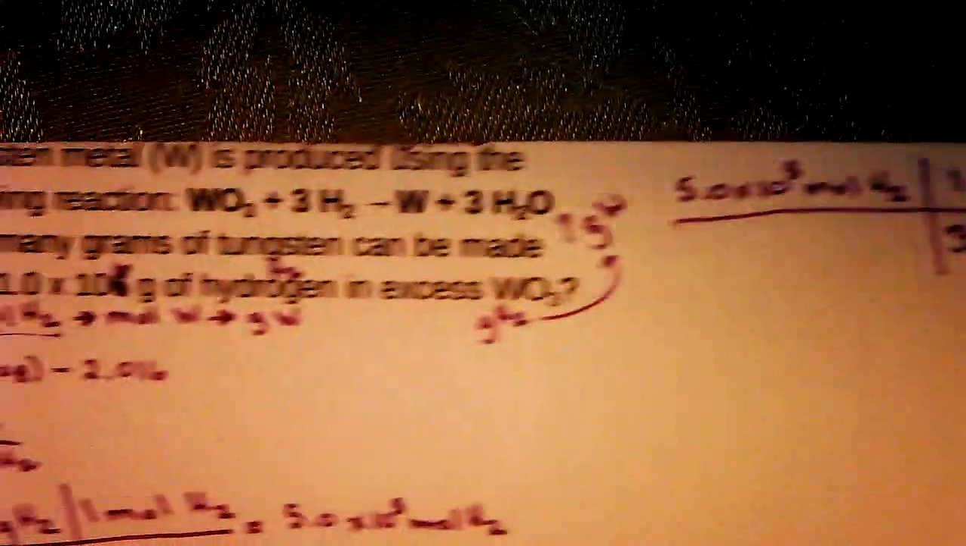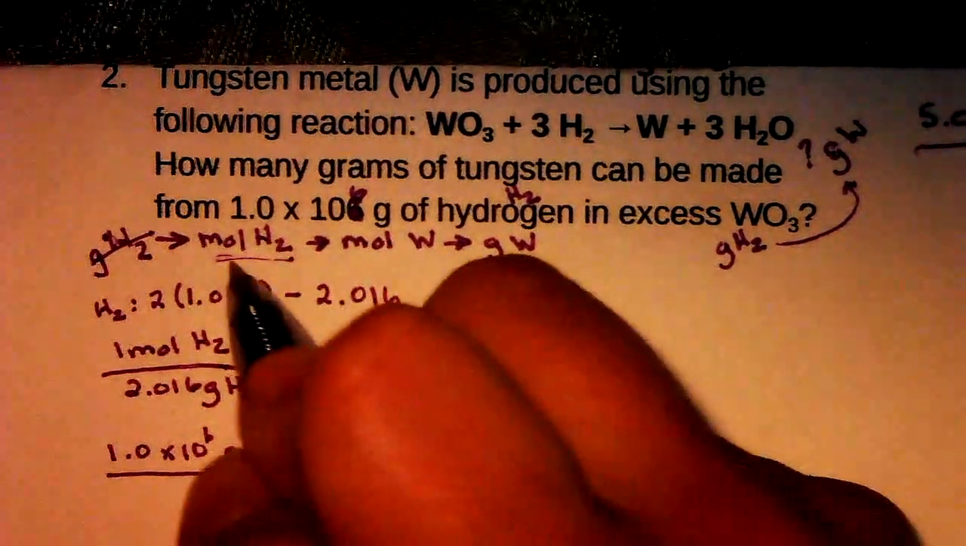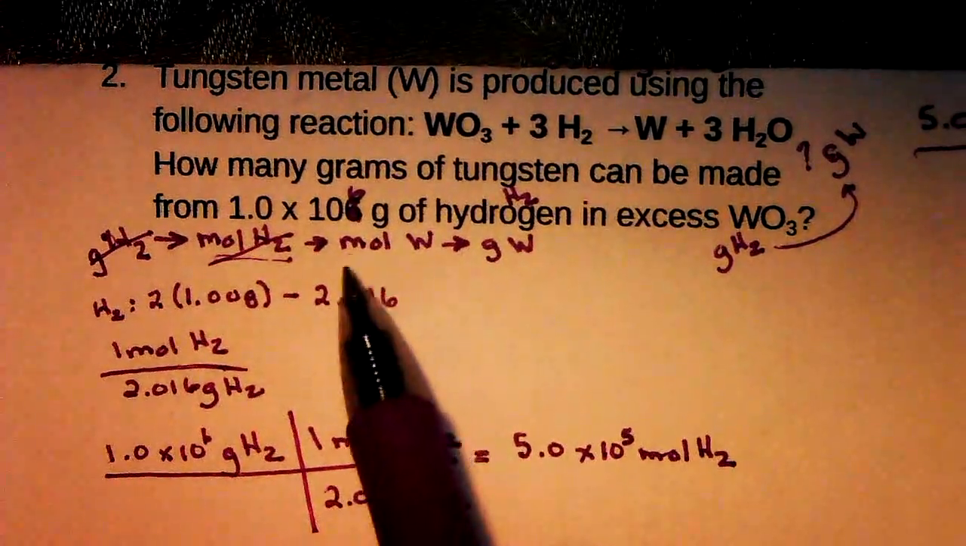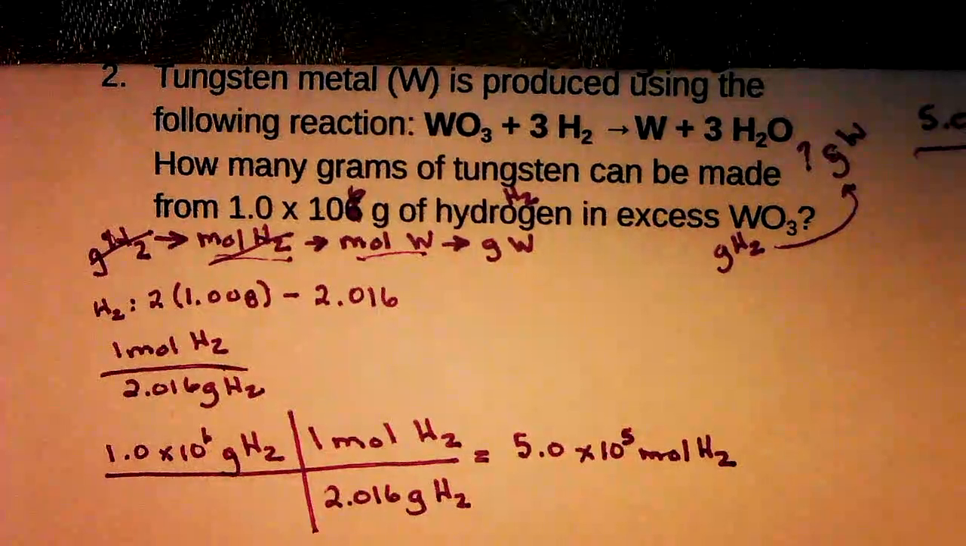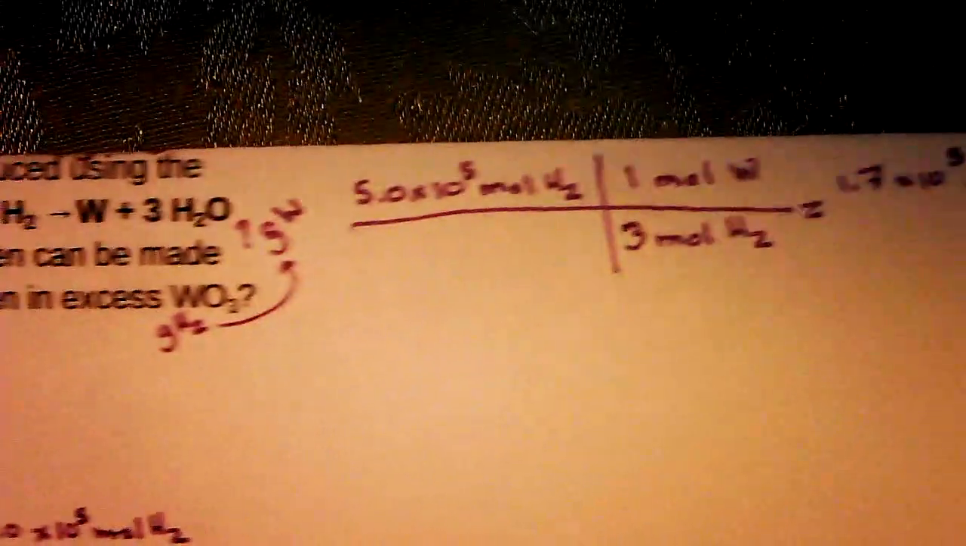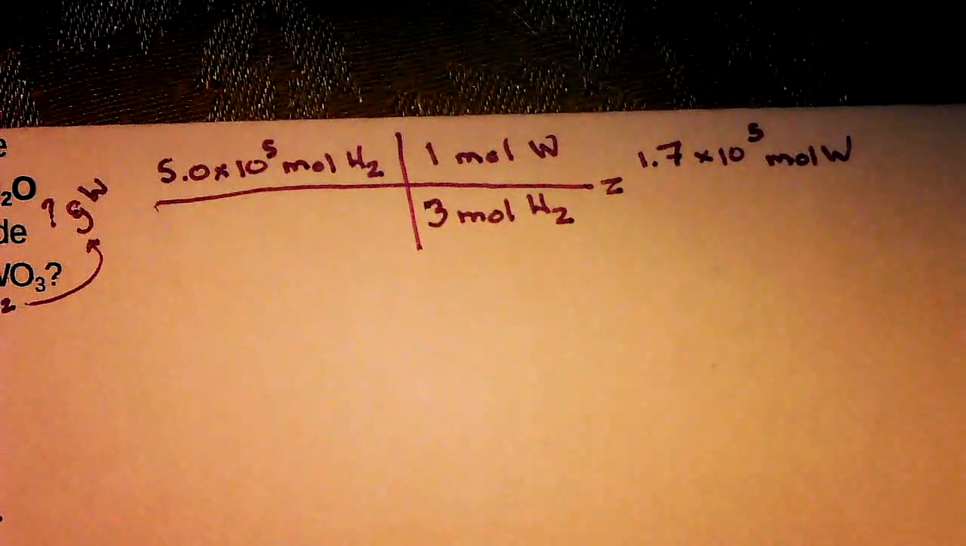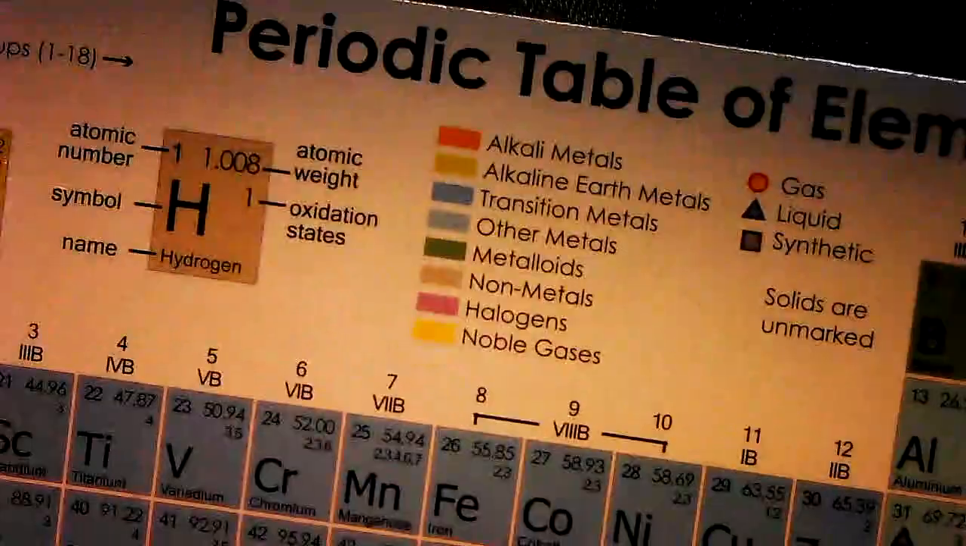All right, now that we've got this, back to my roadmap, I had moles of hydrogen, now I have moles of tungsten. Now I just have to get the grams of tungsten. Well, good news, guys, they went easy on you with this one because we don't have to do a whole molecular mass.